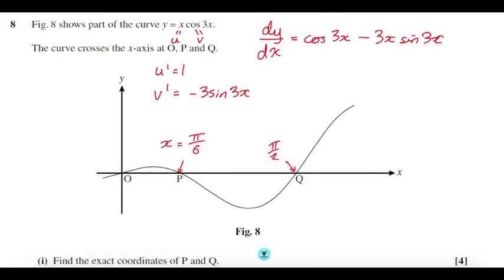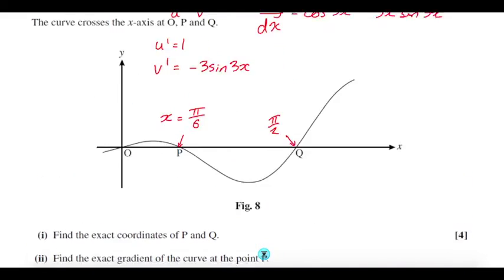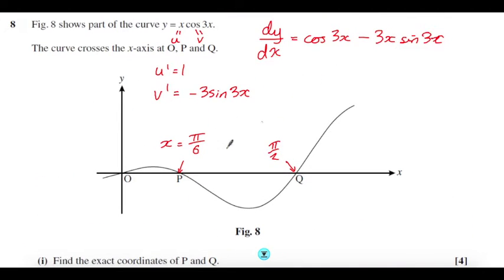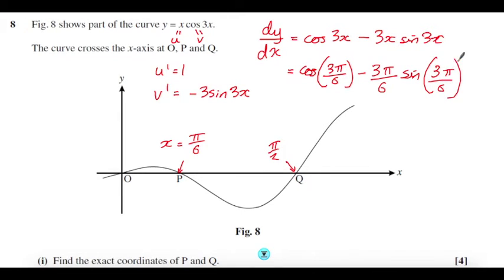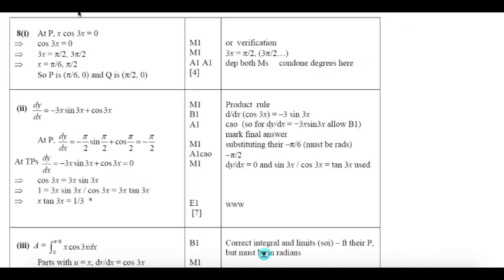And they wanted to know the gradient at P. So at P, x is pi over 6, so we need to do cos of 3 pi over 6 minus 3, and then I'm going to sub in a pi over 6 here, sine of 3 lots of pi over 6. Alright, so this is cos of pi over 2, which is 0. You can put that in your calculator. Minus, this cancels down to pi over 2. And this is sine of pi over 2, which is 1. Again, you can put that in your calculator. So the gradient is minus pi over 2, which looks about right. Let's double check. Yeah, minus pi over 2.